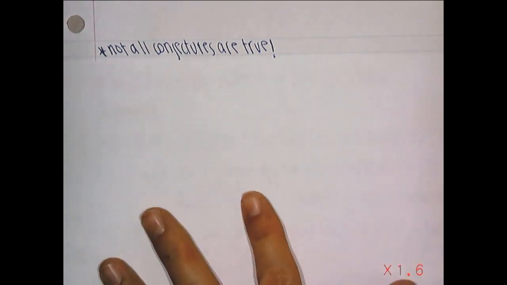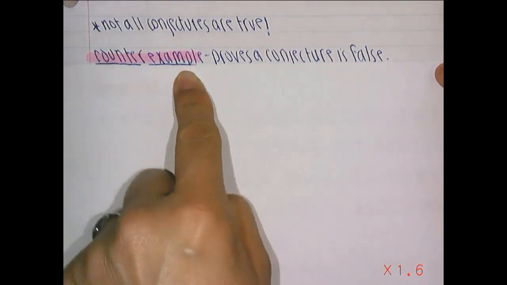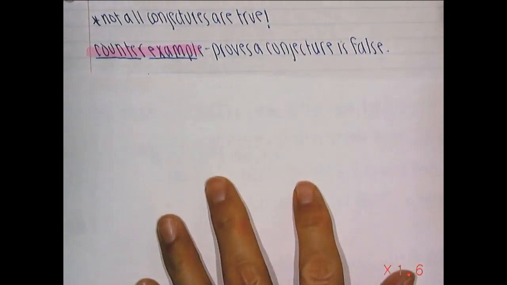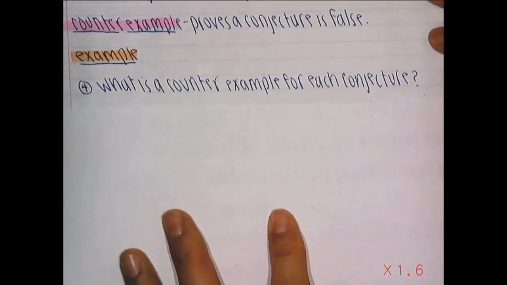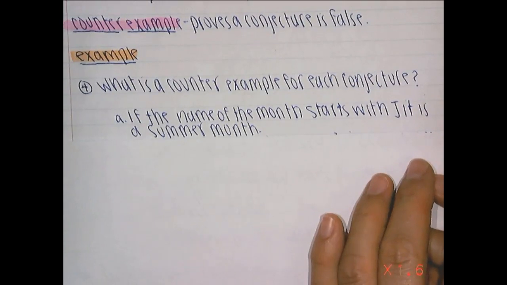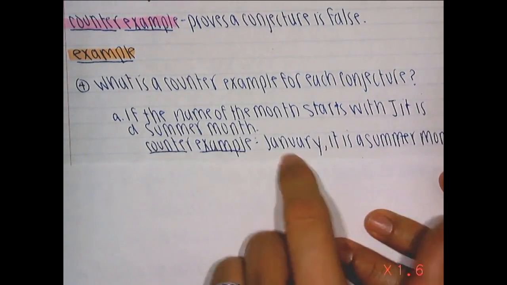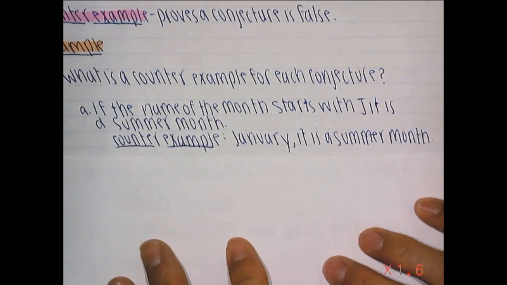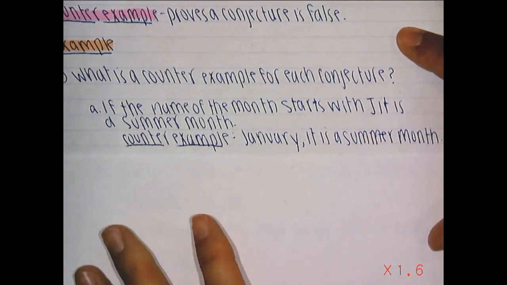Okay, the other thing that I want you to understand is that even though you make a conjecture, they are not always true. Okay? And the way you prove that a conjecture is not true is you use a counterexample. It proves a conjecture is false. All right, an example. What is a counterexample for each of these conjectures? If the name of a month starts with a J, it is a summer month. Okay, we want to find something to prove this statement wrong. Well, our counterexample is January. It's not a summer month. And that proves that wrong. So we can prove a conjecture wrong with a counterexample.